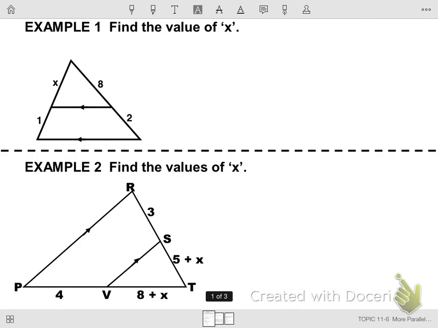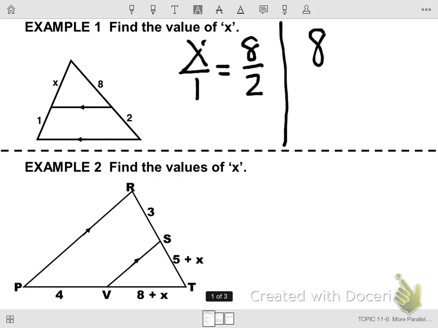Okay, looking at example 1, since the arrows are marked showing that they are parallel, intersecting at two distinct points, the ratios can be set up in different ways, but still end up with the same answer. So I'm going to set it up x to 1 equals 8 to 2. We're going to set it up as an equation next. So cross multiply, I get 8 equals 2x, and then divide both sides by 2, so x equals 4.